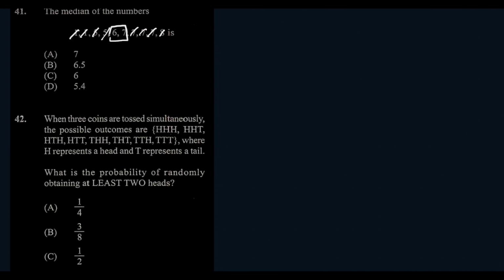Therefore, these middle numbers here, we have to find the average of them in order to find the median. So that's going to be 6 plus 7 divided by 2. Now 6 plus 7 is equal to 13. And when we divide that by 2, we're going to get 6.5. So our answer here is 6.5. The next question asks, what is the probability of randomly obtaining at least 2 heads?